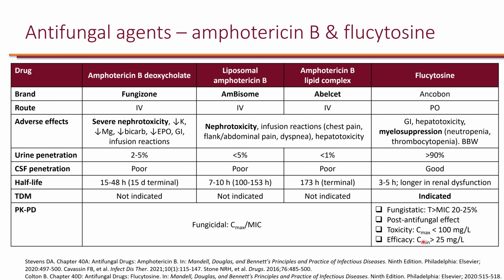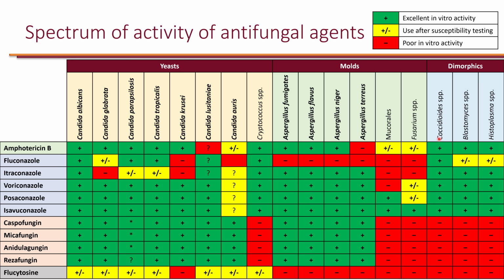For efficacy, it is the trough that's important. So the trough needs to be at least 25 for efficacy, but for toxicity it is the peak that makes a difference. So we want the peak to be under 100. Once you go over 100, the risk of myelosuppression goes up significantly.